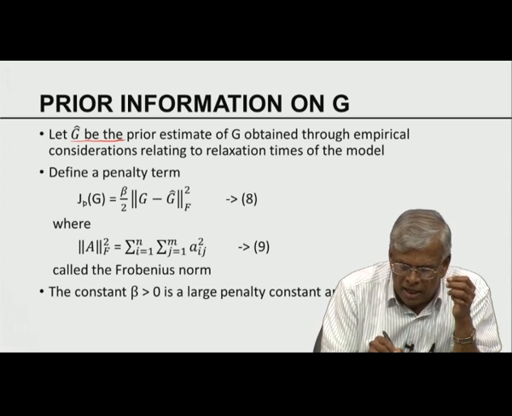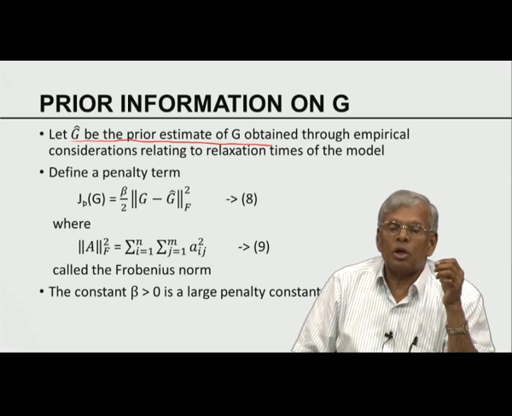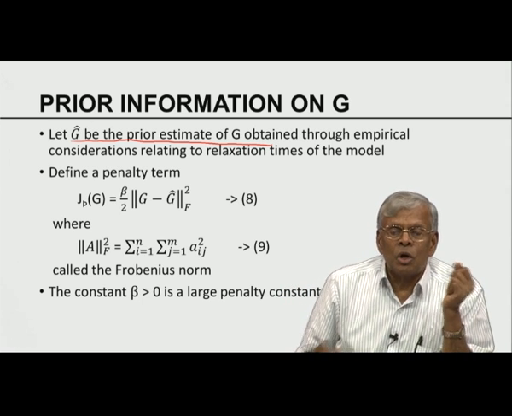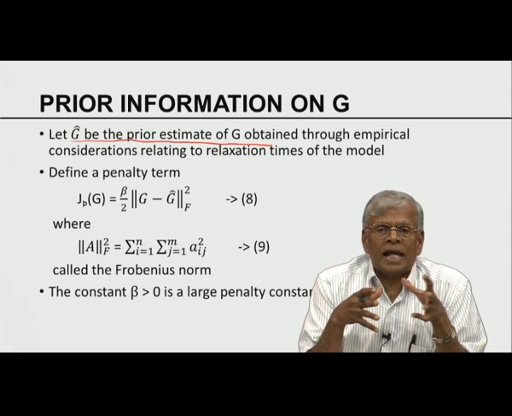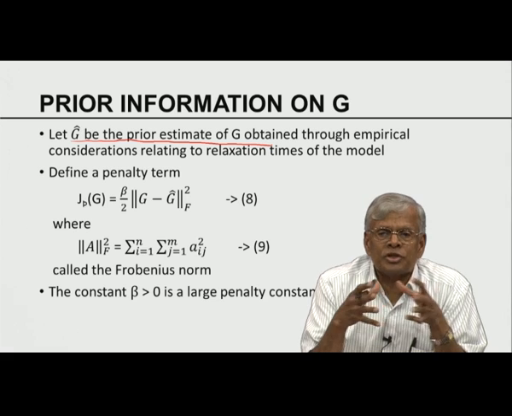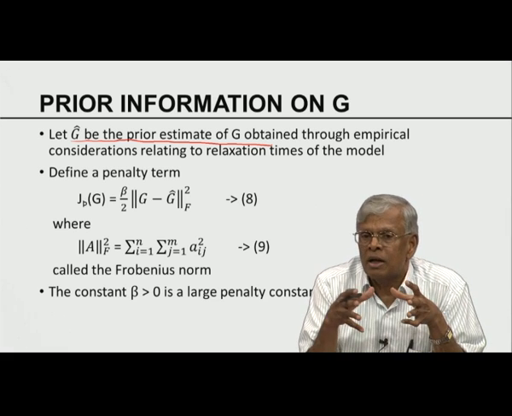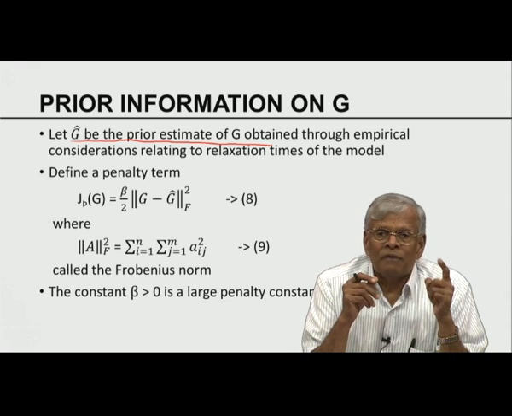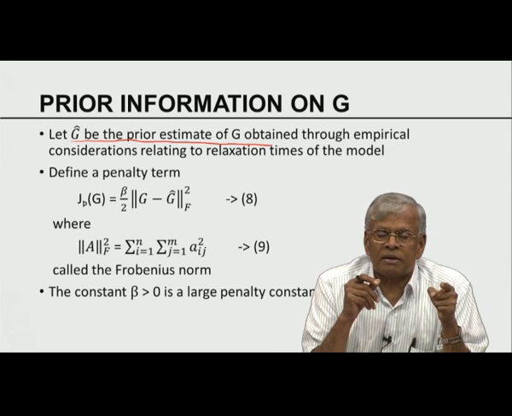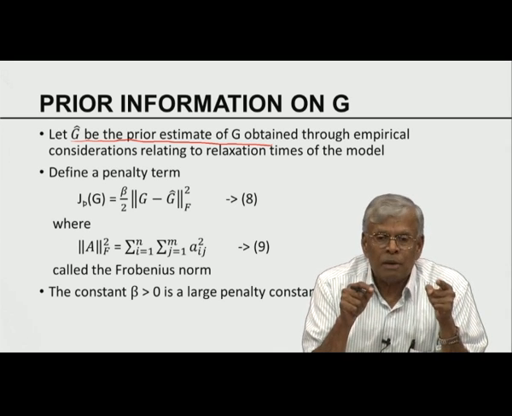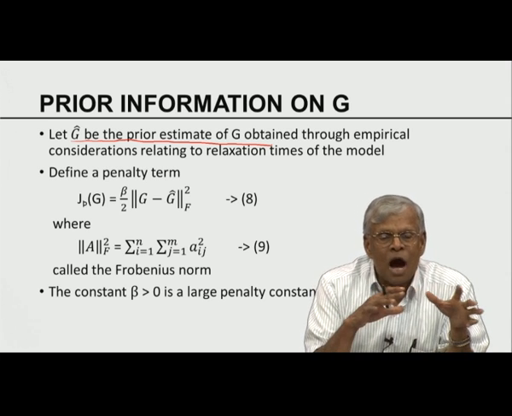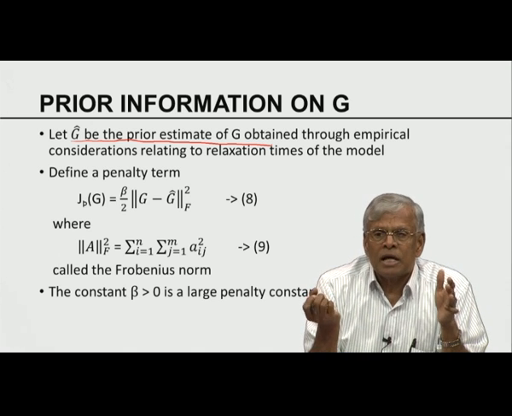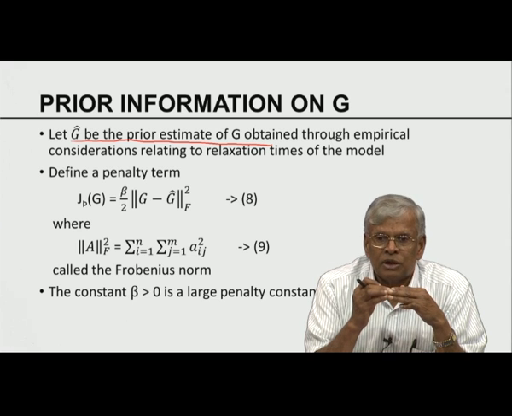So they said, let G hat be the prior estimate of G obtained through empirical consideration relating to the relaxation times of the model. Quite a lot of time scale analysis of the models has been done, so they know which time scales respond to what type of forcing, and that knowledge they didn't want to go to waste. They also want to take advantage of some of the earlier estimates, so let G hat be a prior information. You can see now they are combining a prior and the new information coming from the forecast errors. They would like to combine the two types of objective functions.